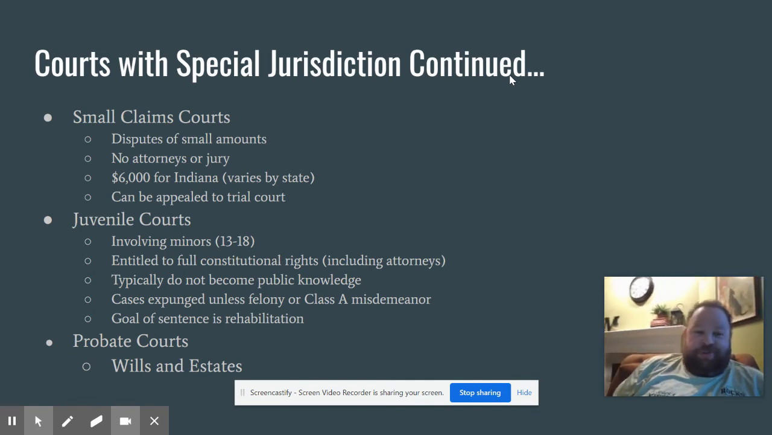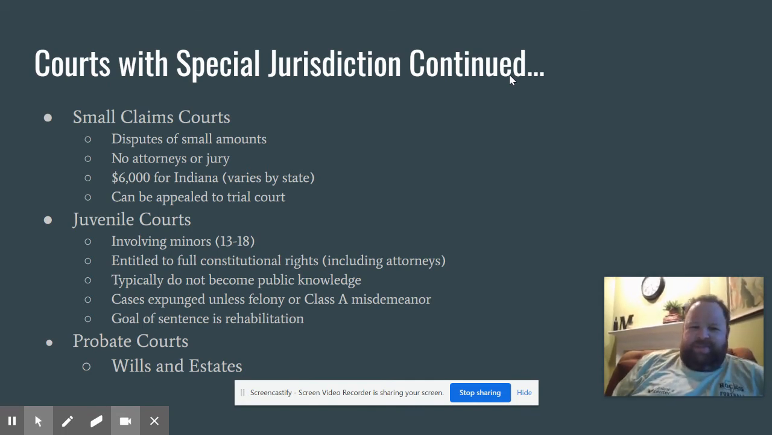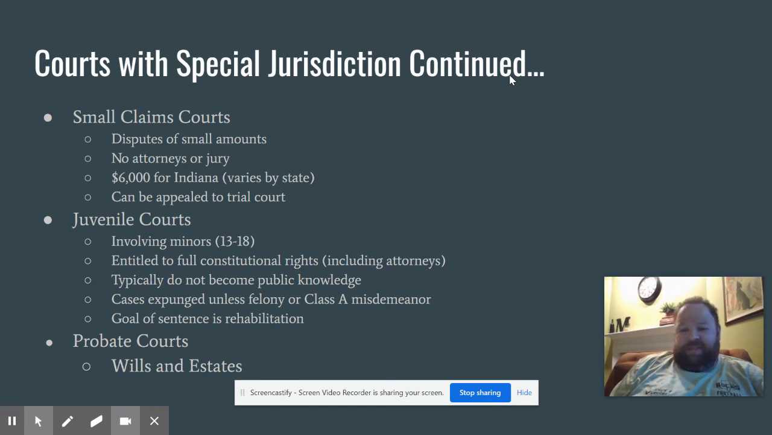Then you guys have your courts. If you get in trouble for minor offenses, you'll be going to juvenile court. They involve minors 13 to 18. You're entitled to the full constitutional rights, including an attorney. These cases typically do not become public knowledge. And when you're 18, you can register to expunge your case unless it's a felony or a Class A misdemeanor. The goal for juvenile judges and courts is really rehabilitation, to make sure that the kids who are going through the court system get the help they need.